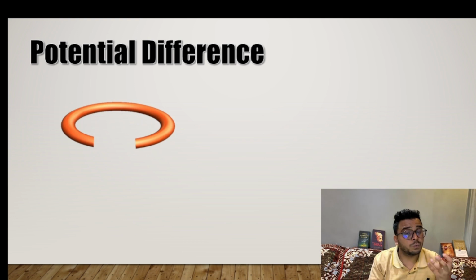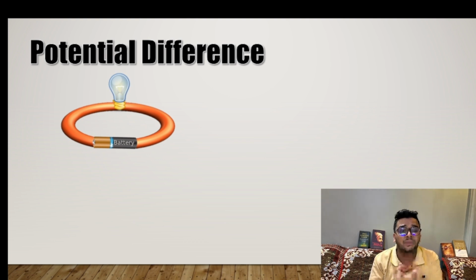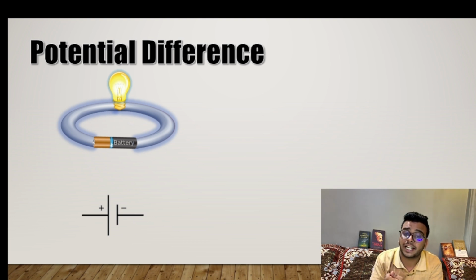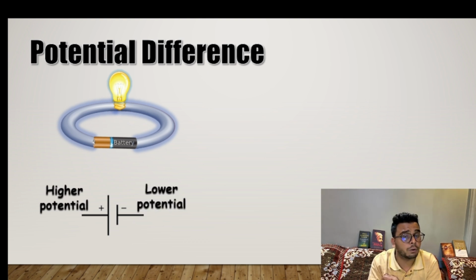So what we will do, we will connect a battery or a cell. The function of a battery or a cell is to create potential difference, and once the potential difference is created, current will flow through it. This is the symbol of a battery, a bigger line and a smaller line. The bigger line indicates the positive terminal, whereas the smaller line indicates the negative terminal. That is, positive is higher potential, negative is lower potential.